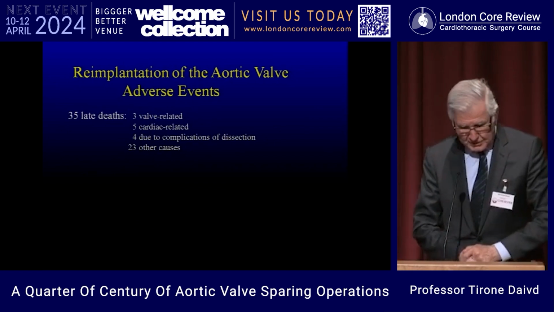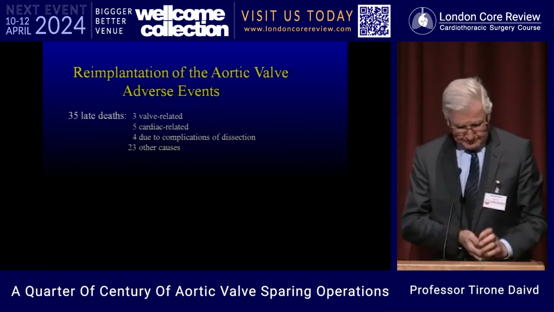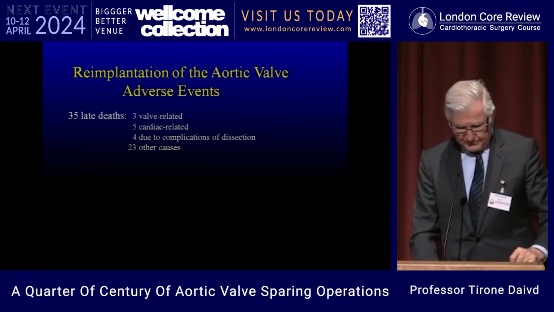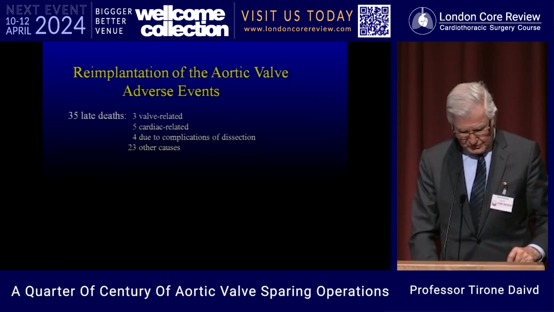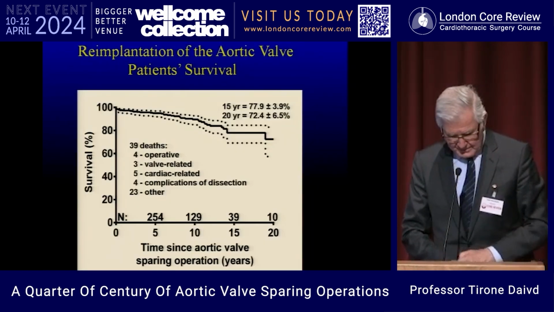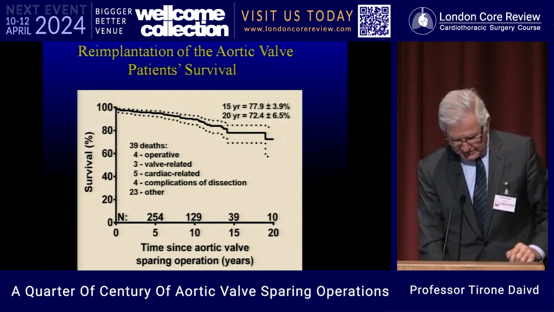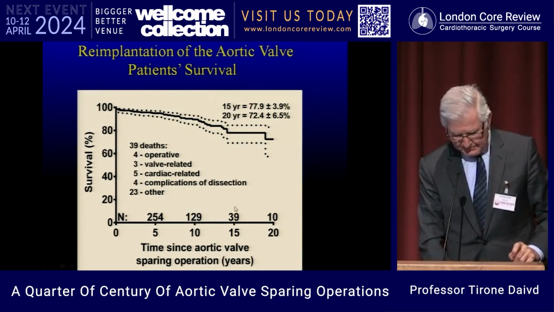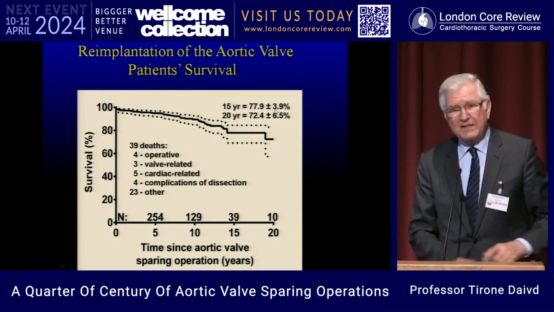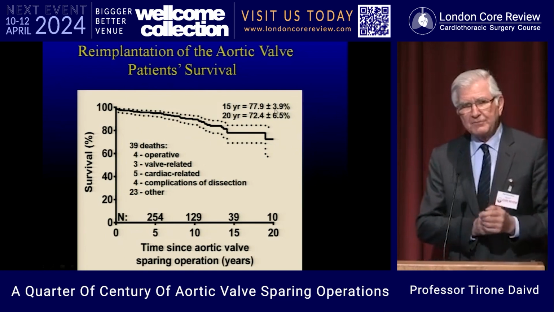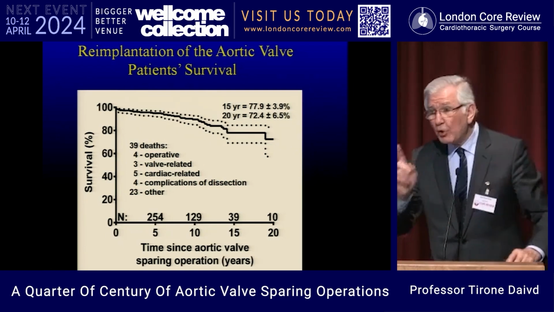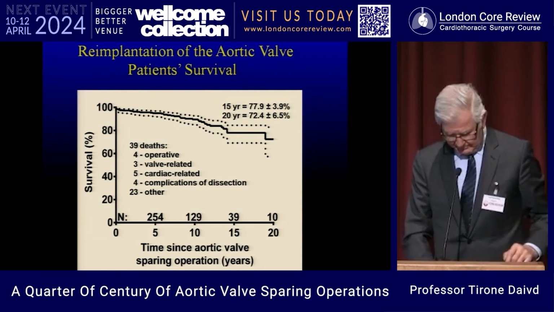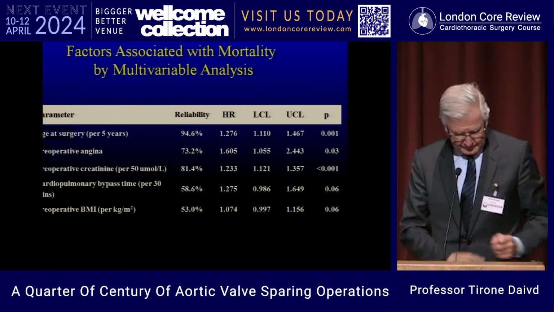35 late deaths, only 3 valve-related, all due to stroke. 5 cardiac, 4 due to dissection, and 23 other causes. We don't have very many patients at risk at 20 years, only 10 at 20 years. But that's quite significant here. And survival is identical to the population of Ontario, up to 15 years. No difference at all, including 29 with dissection, which is remarkable.